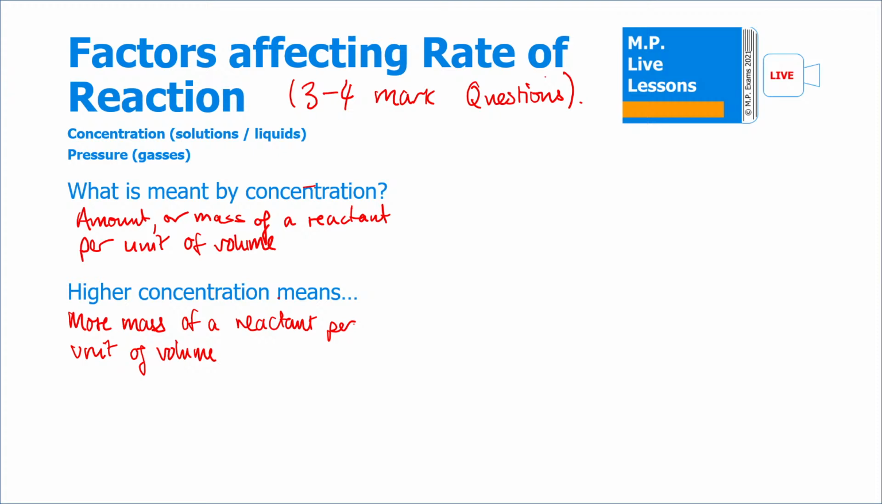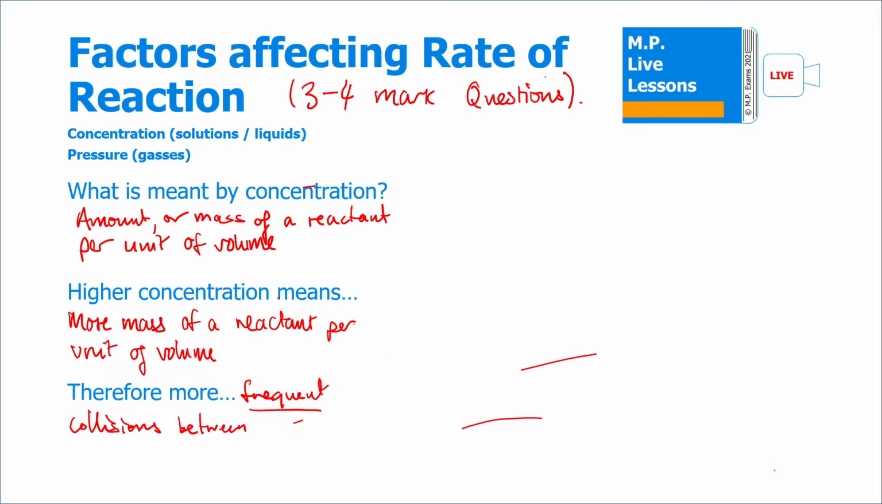For example, if you've got a high concentration of acid, there'll be more acid particles. That's acid there as a reactant. Therefore, there will be more frequent collisions between reactant particles. They like you to say this, more frequent collisions between reactant particles. So therefore, as you increase the concentration, the rate of reaction increases.